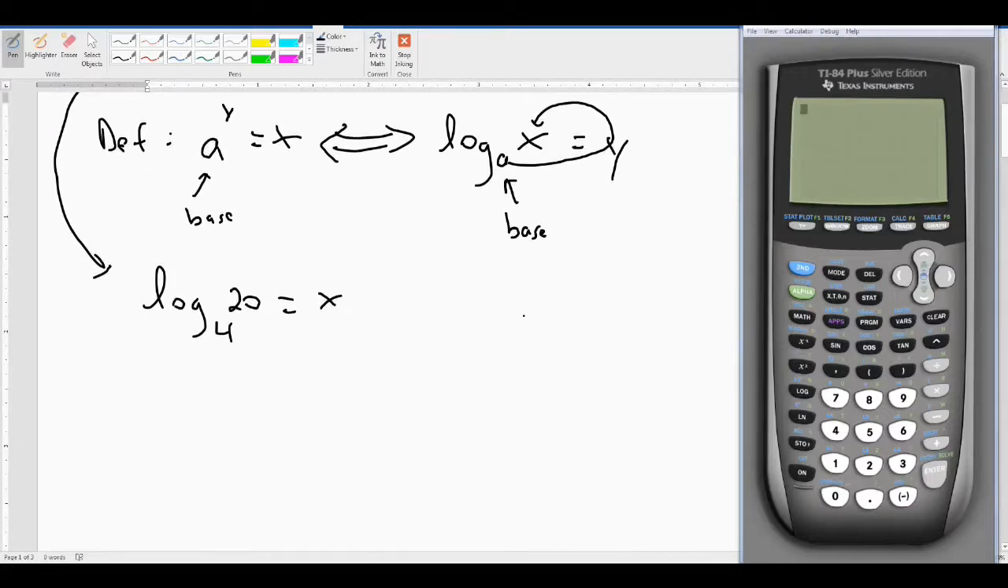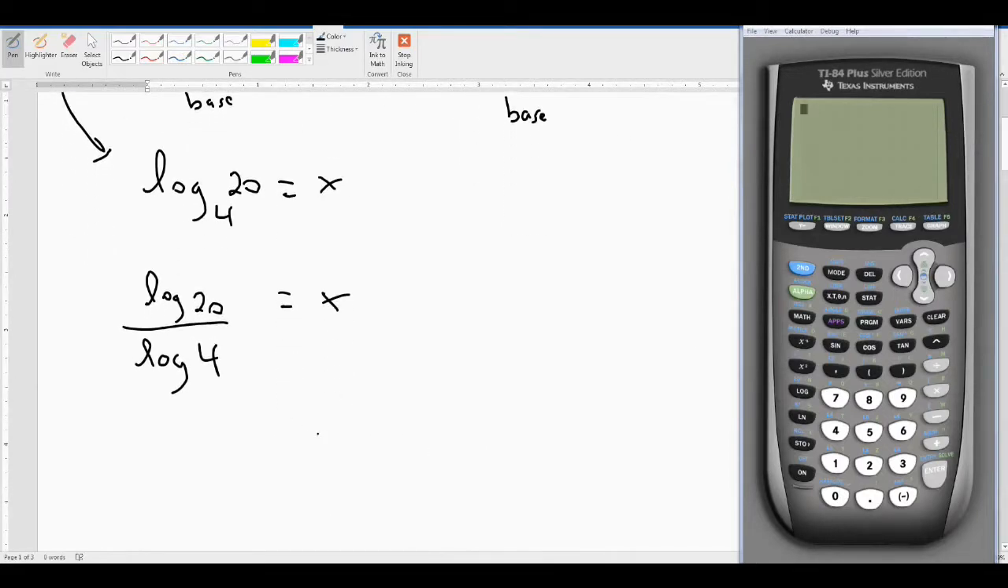And then there's a change of base formula. All that change of base formula means is you can rewrite it as a log over a log. Just remember the base, which is 4 in this case, goes on the bottom. Base, bottom. And then the 20. And that's the exact answer, or one variation of it. That's the exact answer also.